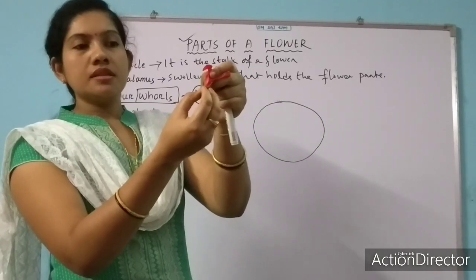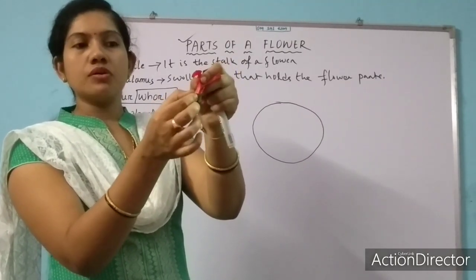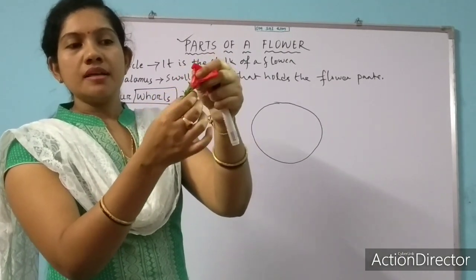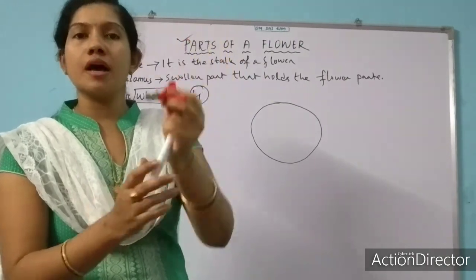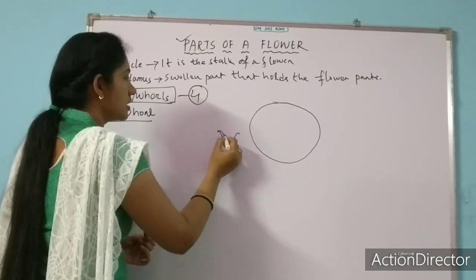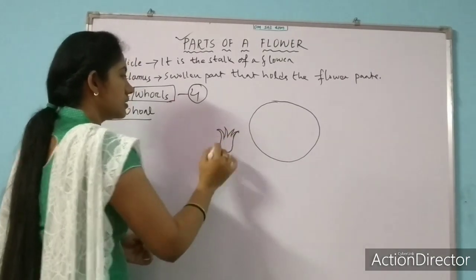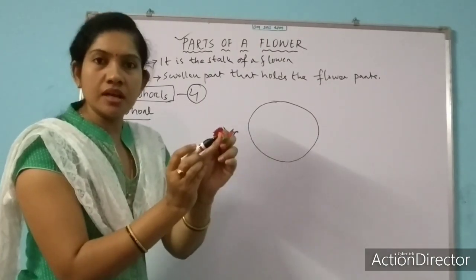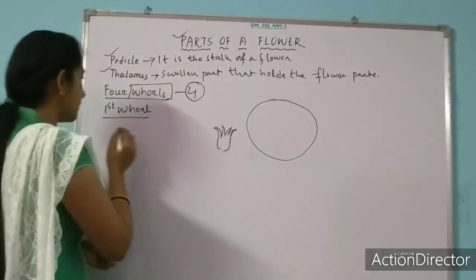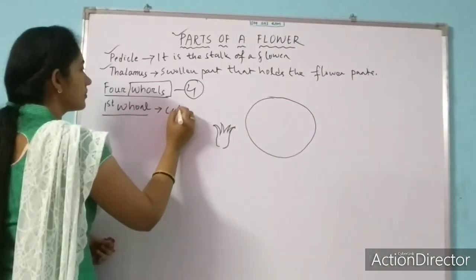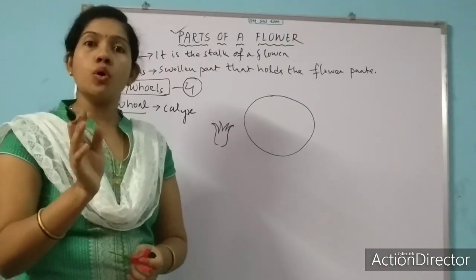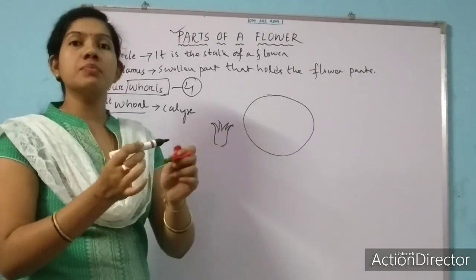Okay, so this green part you can see, these are called sepals. And it is the first whorl of a flower. Sepals are like this, you can see. These are the sepals. It is generally green in color, and these sepals collectively we call calyx. So the first whorl of a flower is calyx. Calyx is the first part of a flower.